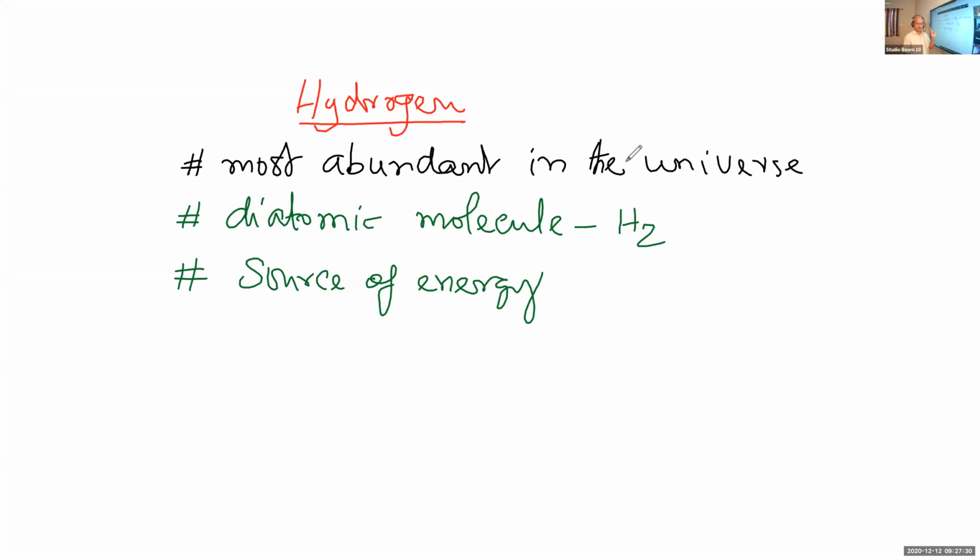So hydrogen is the most abundant element in the universe. It exists as a diatomic molecule H2 in the molecular state and in the elemental state, and it is called dihydrogen. Hydrogen is used as a renewable source of energy. Okay, that is point number one we have to see in the chapter hydrogen.